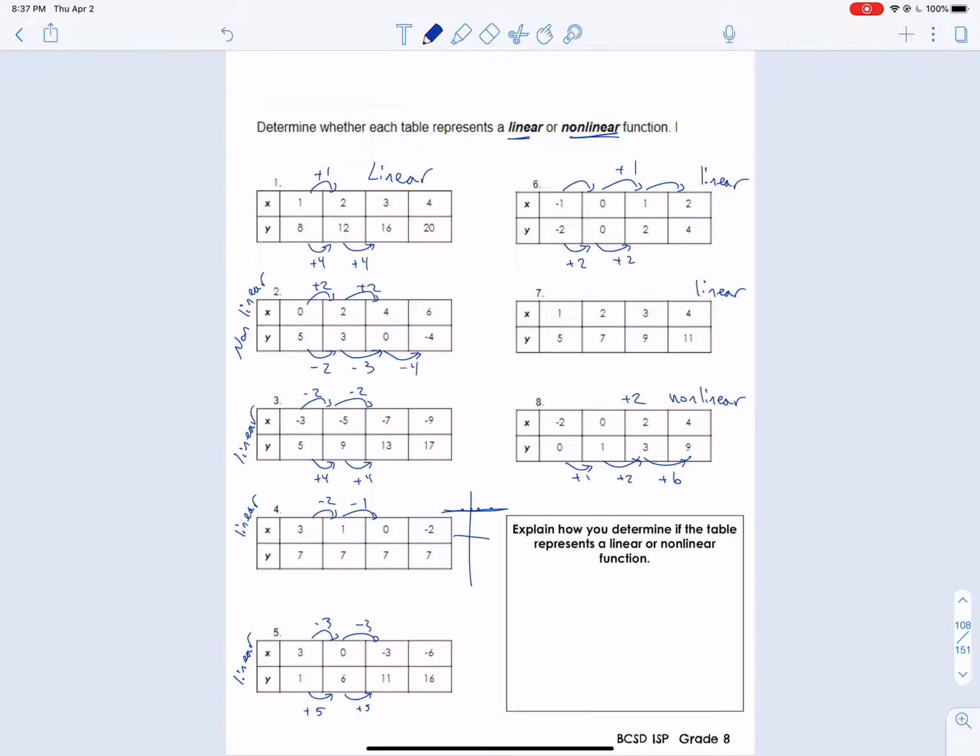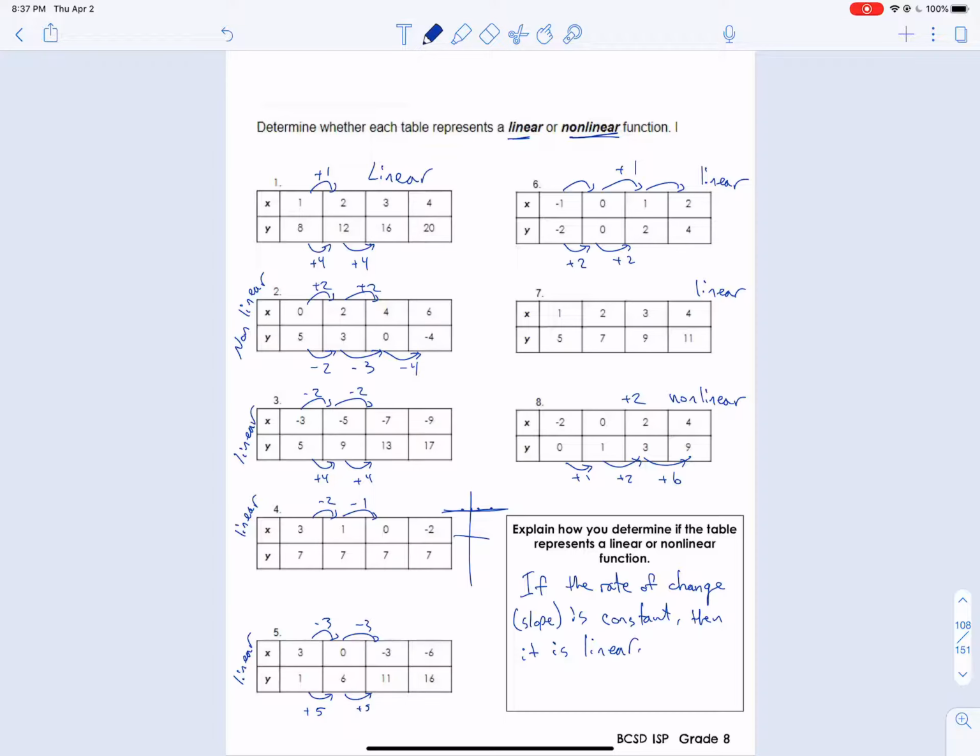Okay, and what does it say in the box? Explain how you determine if the table represents a linear or nonlinear function. Okay, so we're just going to say if the rate of change or slope is constant, then it is linear.